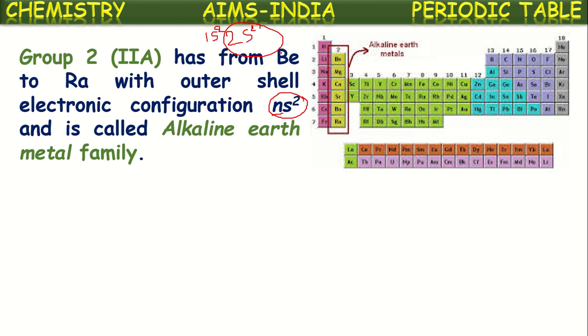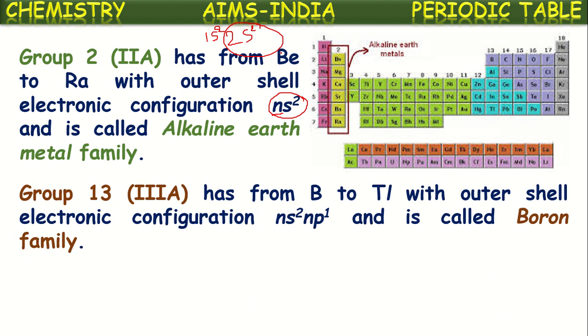And these second A group elements also form alkalis, that means bases which are soluble in water. And one more characteristic is taken into consideration while naming them: mostly these metals are available from the earth's crust. That is why these elements of second A group or group 2 elements are called the alkaline earth metal family or alkaline earth metals. Okay.